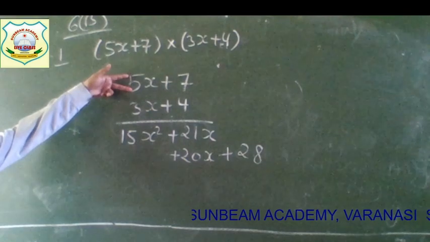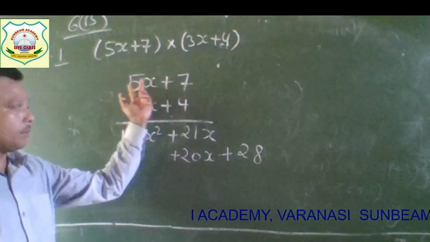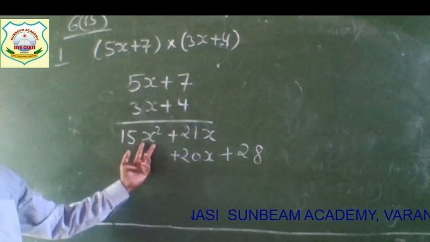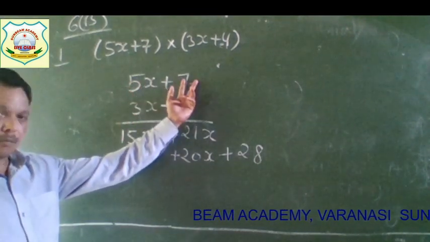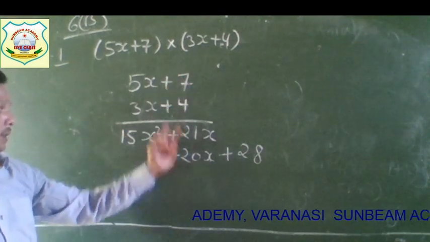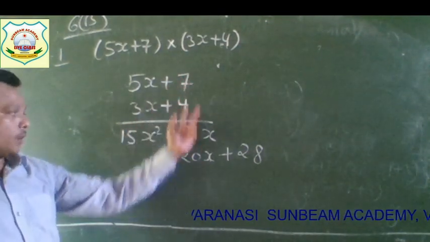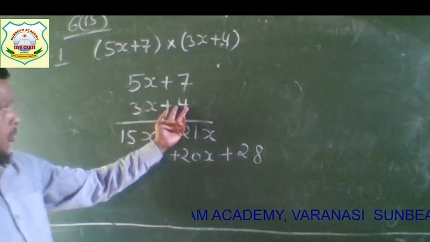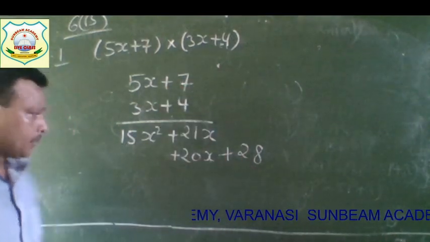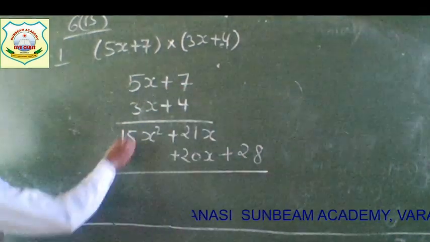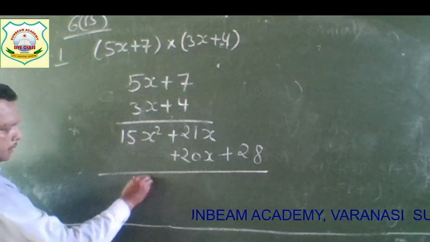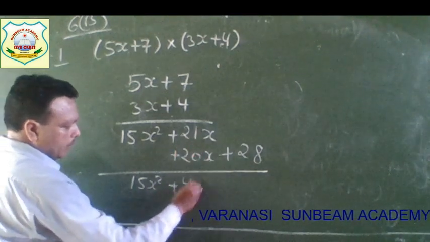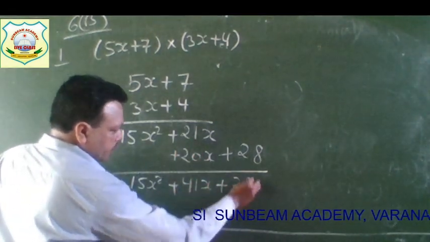Again I am telling you, students: 3x multiply 5x. When 3x multiplies this value, 3 into 5 is 15, x into x is x square. Now 3x multiply 7: numerical 3 into 7 is 21, and there is no numerical x, so x will be here. Now 4 into 5 is 20x, 4 7s are 28. Clear? Now we will add them. Here there is no other value, so 15x square will come, plus 41x (21 plus 20), plus 28. It will be your answer.